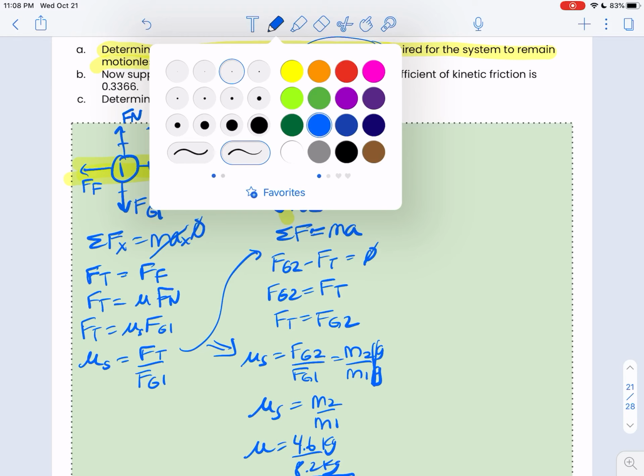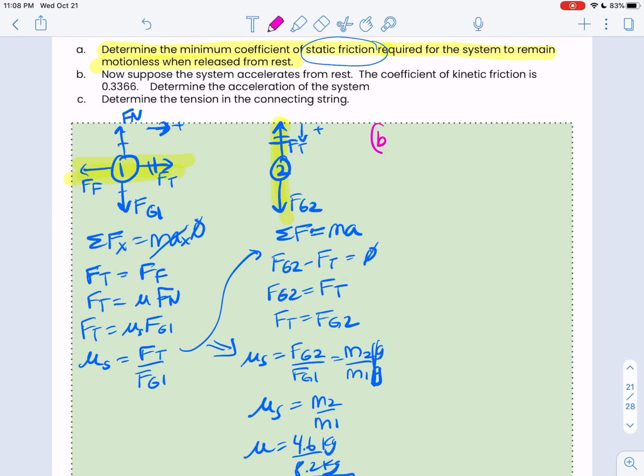I should have written smaller. I'm going to run out of space. Okay, so look, the whole setup is the same, right? It's just now the friction force would be smaller than it was before, because it's going to move to kinetic. But the setup is the same.